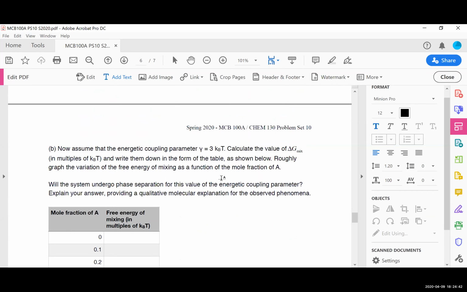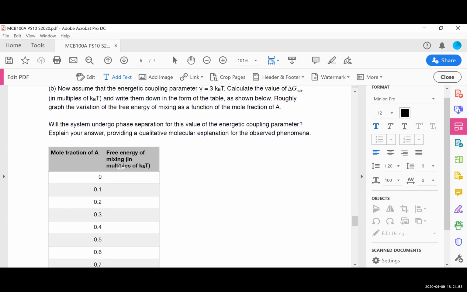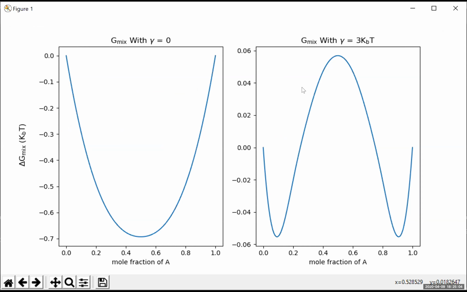For part B, they ask you to do a similar thing, except instead of gamma equals 0, you'll have gamma equals a non-zero value of 3 kBT. They ask you to do a similar thing with 11 points now and to graph that. If you were to graph that, you would get a figure like this, where a couple important things to note. On the left is the graph where gamma is equal to 0.